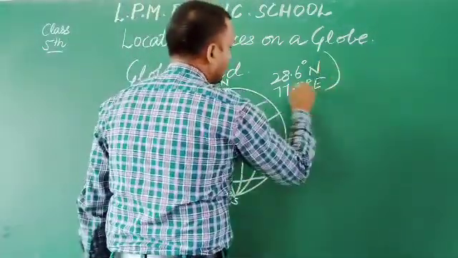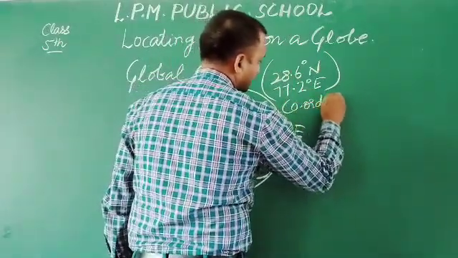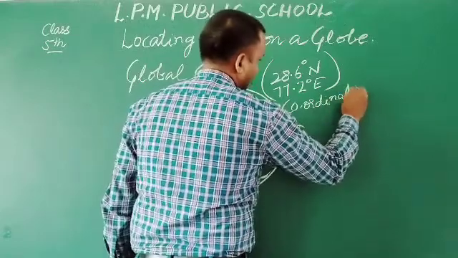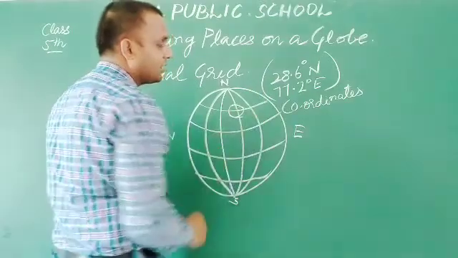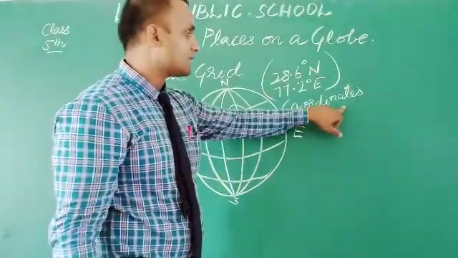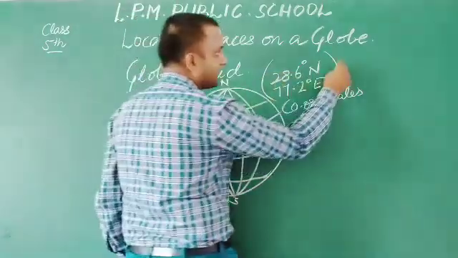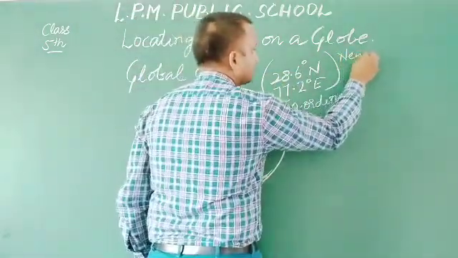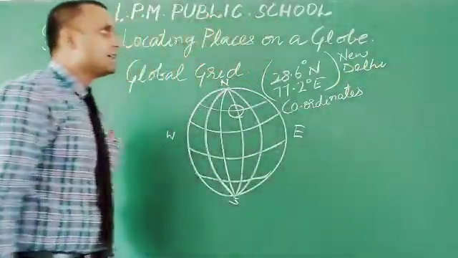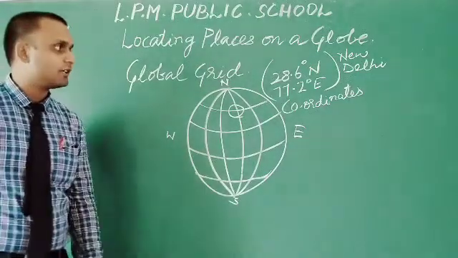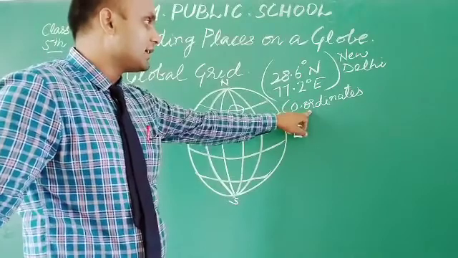These points we call coordinates. When we consider these two points together, we call them coordinates, and this is the exact location of New Delhi.